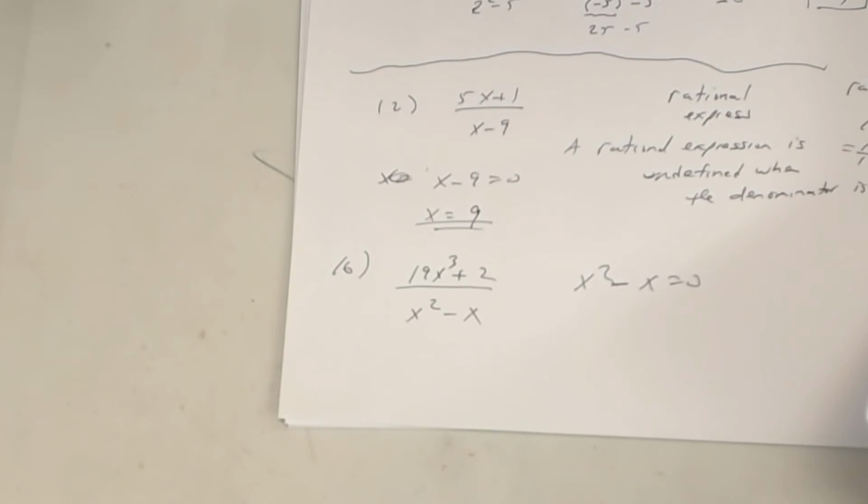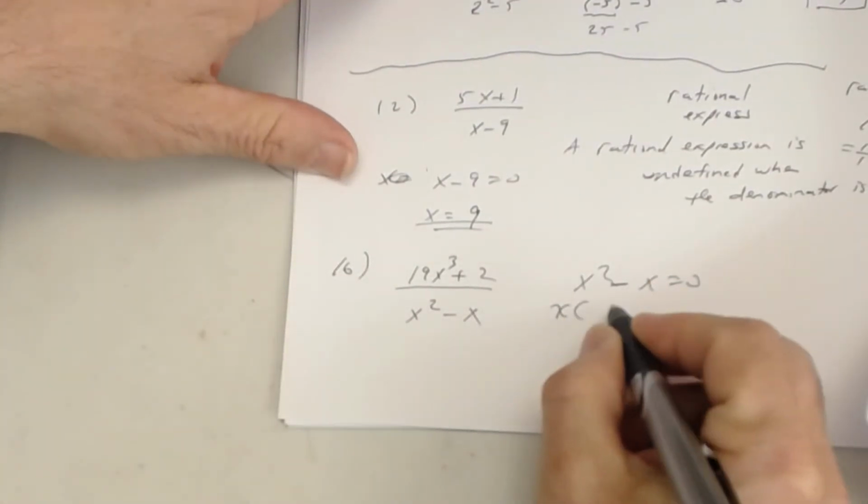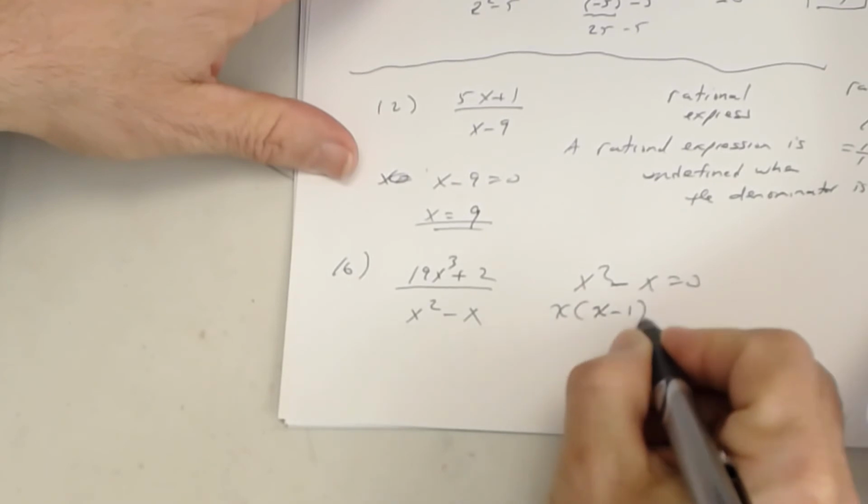How do you solve this quadratic equation? It's in standard form. How do you solve it? Factor. How are you going to do that though? You've got the GCF, guys. GCF is not 1. What's the GCF? GCF is x. So it's x times what? x minus 1 equals 0.